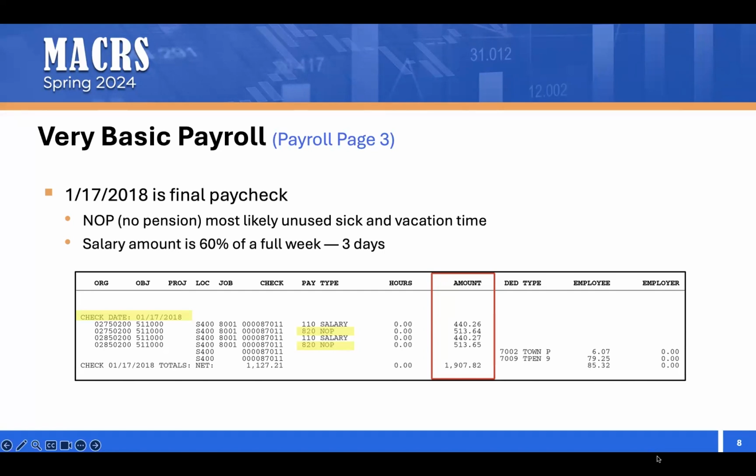The other thing to notice is that the salary figures are less than they had been for all the prior years. So I would assume this person is retiring in the middle of the week. If you do the math, it's 60% of what they had gotten the prior week, so that's 3 days. So if it makes sense to you that Wednesday was their last day paid, maybe they're retiring not on Saturday or Sunday, but in the middle of the week. It's another thing to look for.